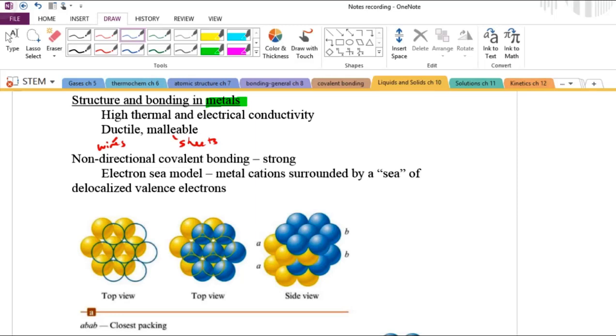And what we have is non-directional bonding, so it's very strong. Our model is that the metal cations are surrounded by a sea of electrons. And so the electrons can just move around. They're delocalized, so we don't know where the electrons came from.